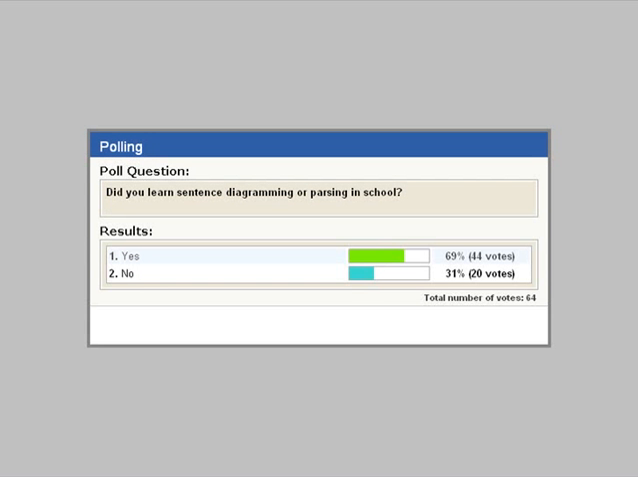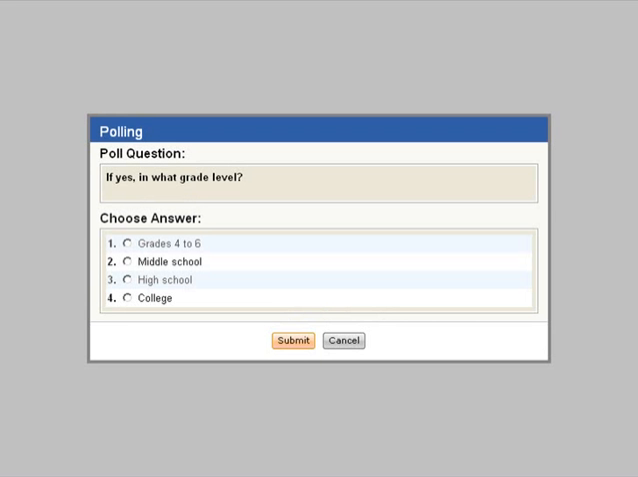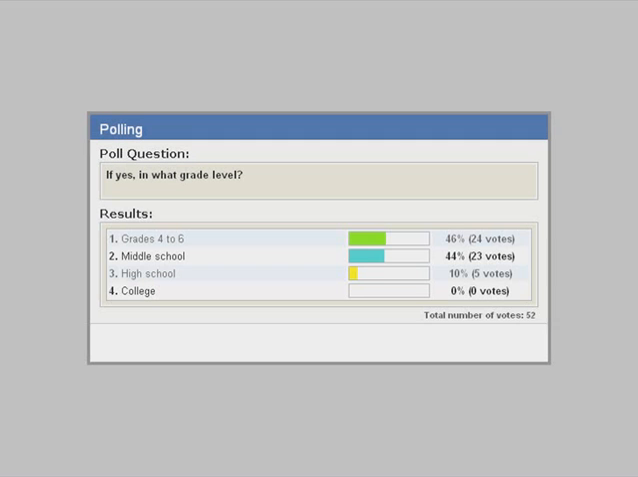Oh, I'm surprised. It looks like almost 70% of you learned diagramming or parsing in school. For those of you who learned it, in what grade did you learn it? Looks like grades 4 to 6, 46%, and middle school, 44%. A few of you learned in high school. For the third... Nobody learned in law school? Nobody learned in law school.